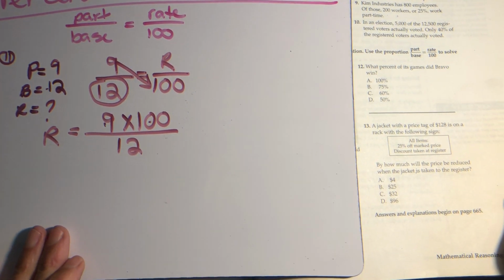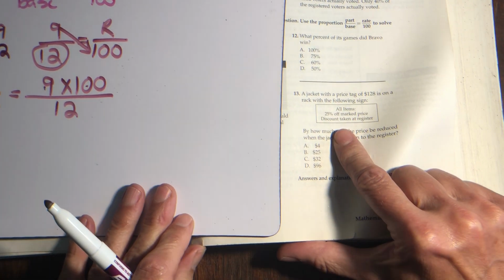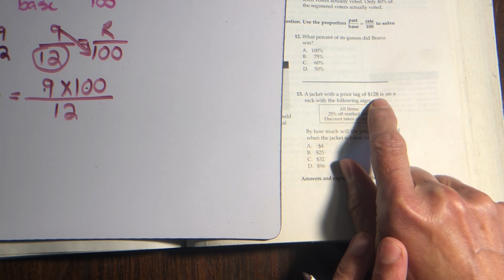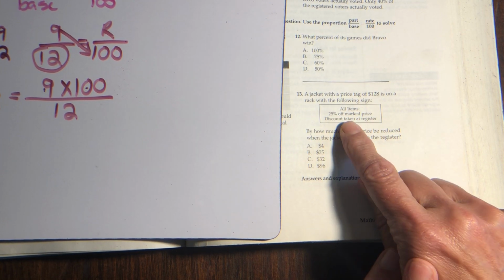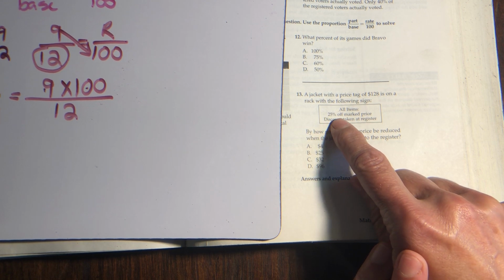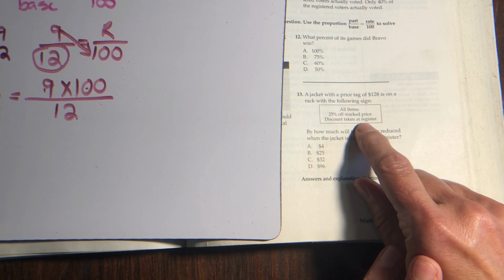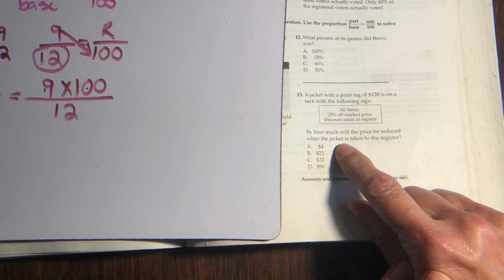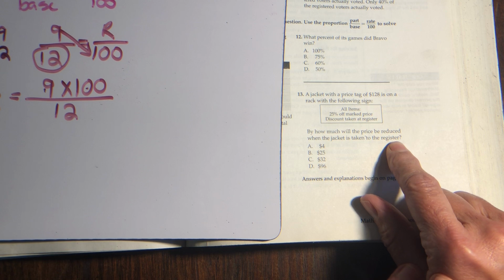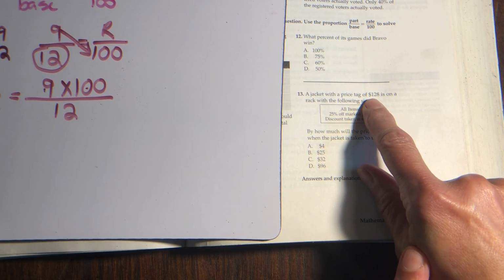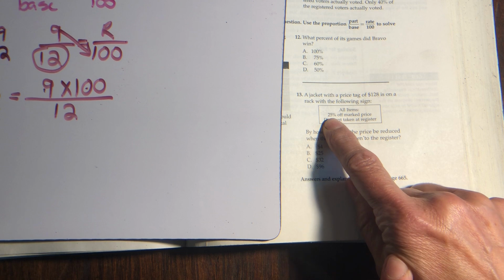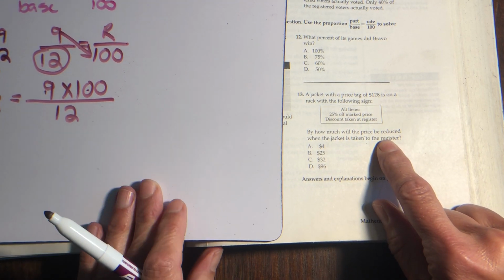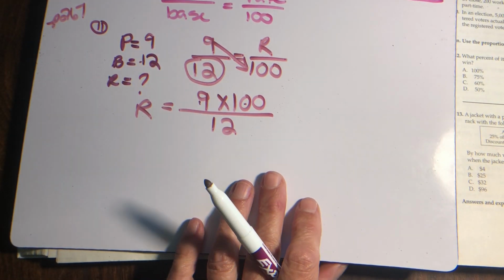And then let's go look at number 13. A jacket with a price tag of $128 is on a rack with the following sign. All items, 25% off marked price, discount taken at the register. By how much will the price be reduced when the jacket is taken to the register? So they want to know, here's the price tag. It's on sale for this much off. They want to know how much it will be reduced. In other words, what's the discount it's going to have at the register. So, come to your paper.